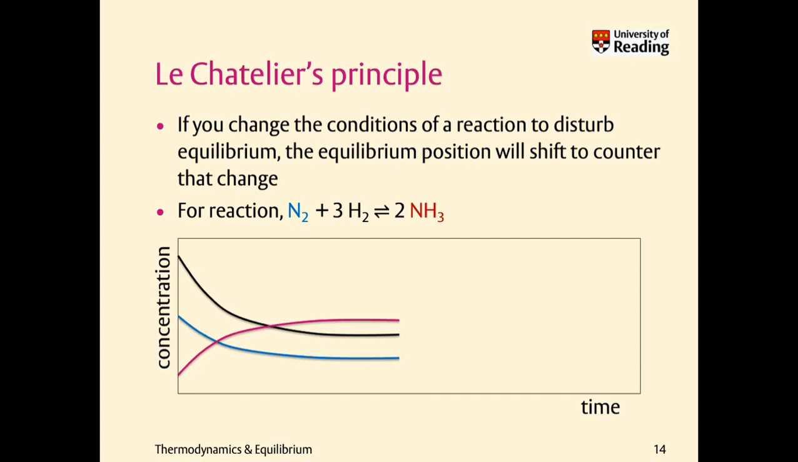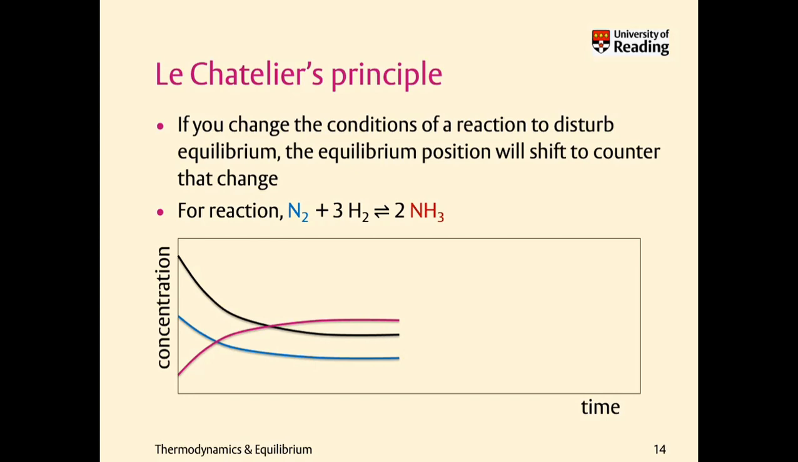First of all, let's not focus on temperature, which is a little bit more complicated. Here we have a reaction, and we're going back to the formation of ammonia reaction again. Nitrogen plus hydrogen, where the nitrogen is blue, hydrogen is black, and you can see that at the start we have high concentrations of nitrogen and hydrogen, low concentrations of ammonia. And as the reaction proceeds, the concentration of the product increases, the concentration of the reactants decreases, until you get to a point of equilibrium when the concentrations of all three are not changing.